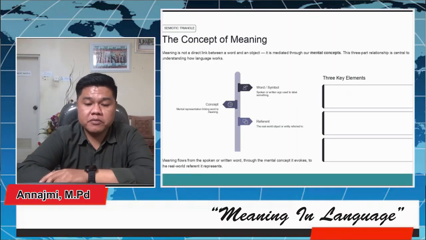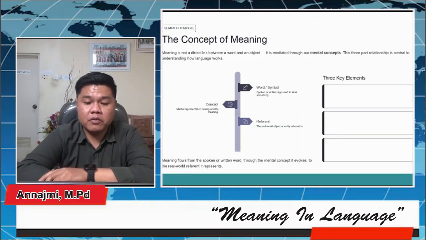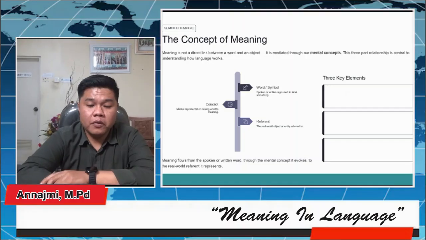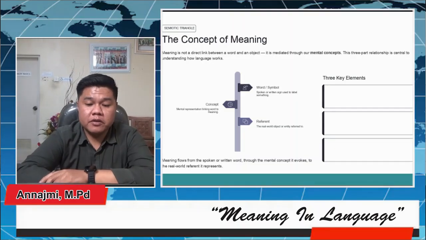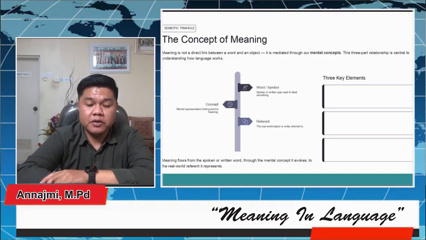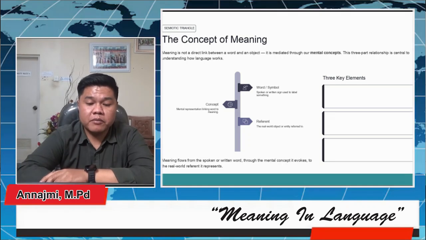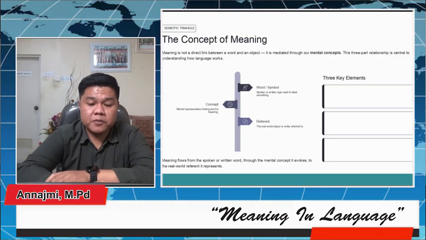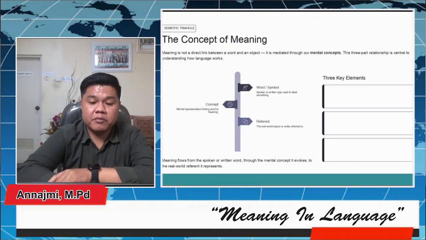This is the actual object or entity in the real world. For example, when you hear the word cat, you do not immediately think about a specific animal standing in front of you. Instead, you first construct a mental image of a cat in your mind. That mental image then allows you to connect the word with the actual animal in reality. This process demonstrates that meaning is mediated by our conceptual understanding.